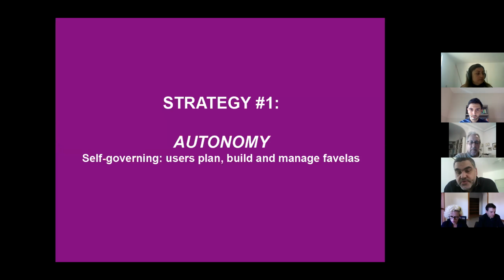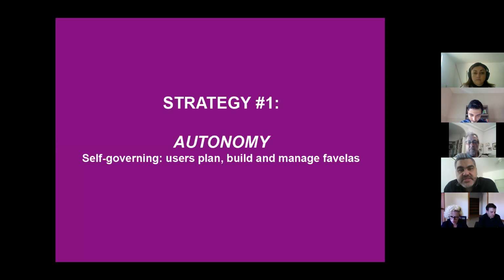So I'm going to present now the solutions developed for many decades, since the late 50s until the last years, and at the end I will summarize them. First one is autonomy, self-governing. The users must plan, build, and manage favelas, or at least have a participation in those processes.